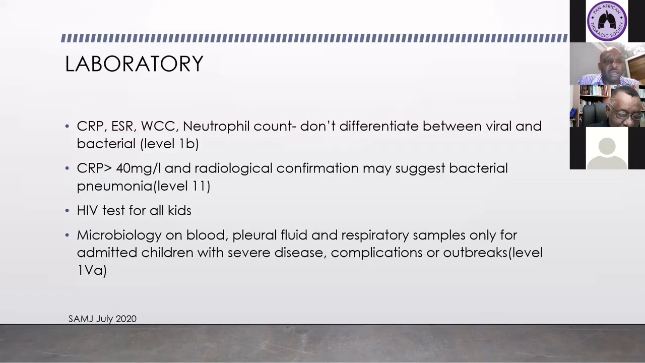So if we look at laboratory diagnosis, there are a lot of things that you can throw around. We can do the C-reactive protein, ESR, white cell count, but unfortunately these don't differentiate between viral and bacterial pneumonia. If the CRP is more than 40 milligrams per liter, with radiological confirmation, it can suggest bacterial pneumonia. One important test to always do in our setting in Africa, in sub-Saharan Africa especially, is an HIV test on the kids, because you can do something about it. Microbiology on blood and pleural fluid can be done, but should be reserved for patients with severe disease.